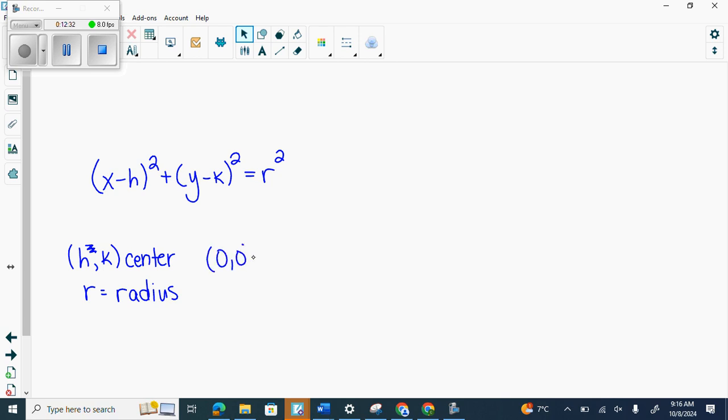0, 0, correct? And what's our radius? It's 1. So it's our h and our k. We agree? So I plug it into this formula, I'm going to get x minus 0 squared plus y minus 0 squared equals 1 squared, which is x squared plus y squared equals 1. Do we agree? That is the equation of the unit circle, because when you fill it in, that's what you get. That's what we need to know, just that piece.